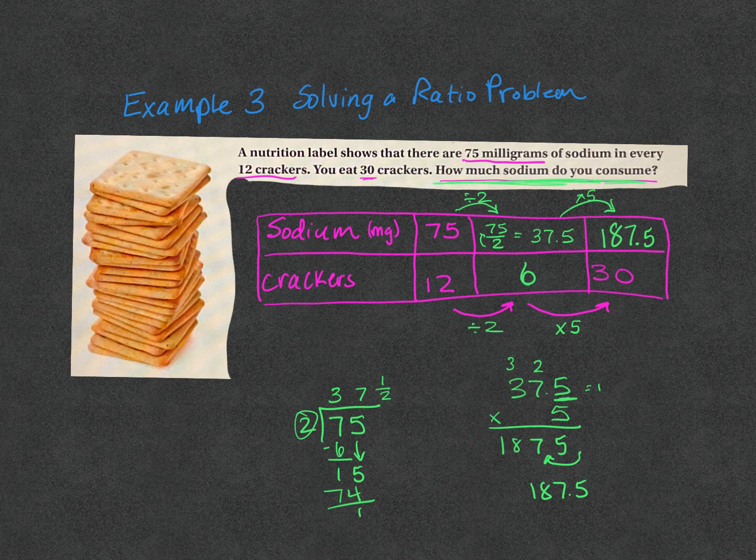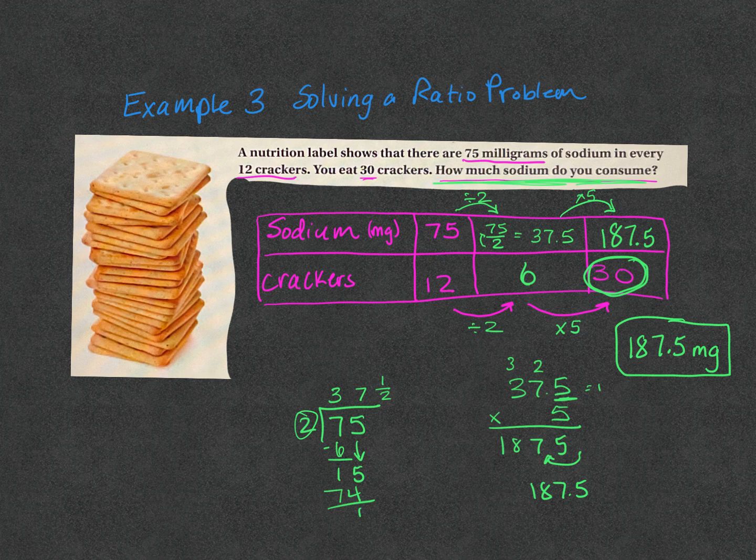So now go back up to our question. What was it asking? Well, if I have 30 crackers, my ratio ends up being how much sodium did I consume? I consumed 187.5 milligrams. So this would be my final answer.